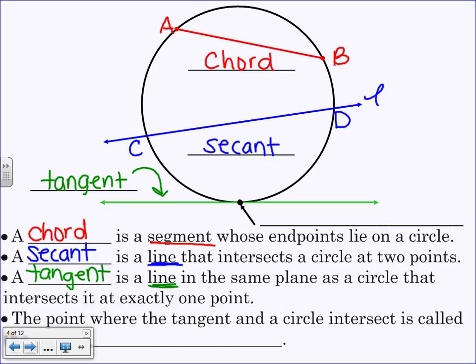Then, we said that the tangent crosses the circle, it meets the circle in exactly one point. So I highlighted that point for you, and that's what this arrow is pointed to. And the point where the tangent and the circle intersect is called the point of tangency. So that point is our point of tangency.